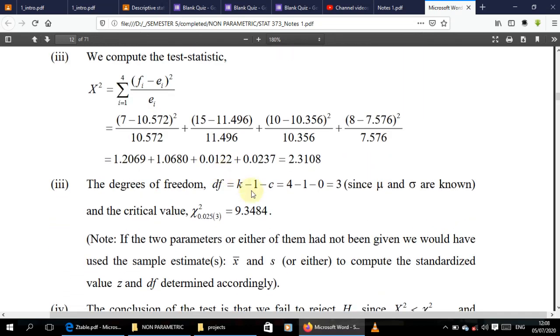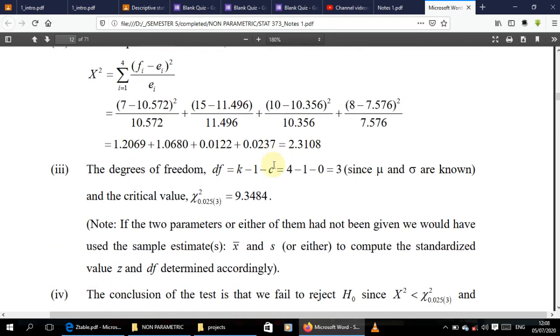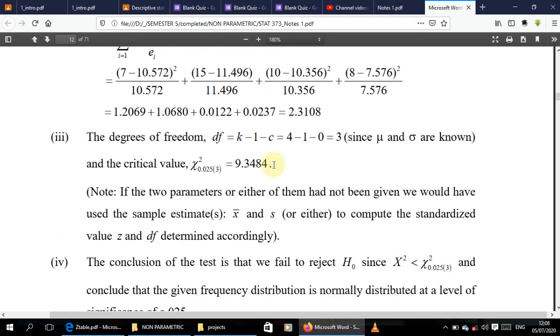Okay, so k is 4 minus 1, and c is 0. I said it in the earlier video, c is 0 because we didn't estimate any parameter. All the parameters were given, the normal distribution parameters were given, so we didn't estimate any parameter. So that is that. So that's our degrees of freedom of 3.